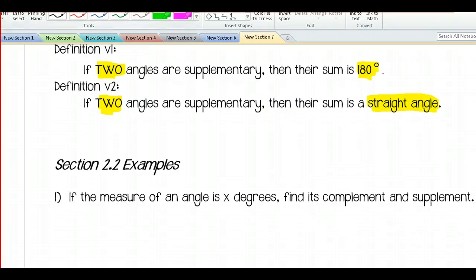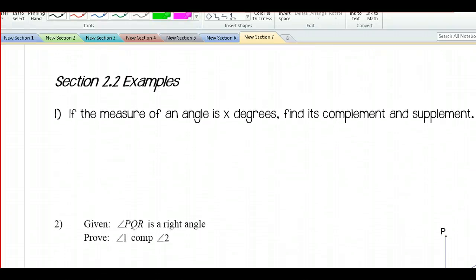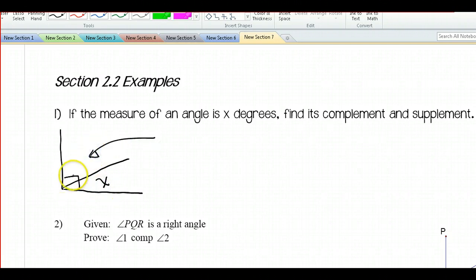So let's take a look at some examples here. The first one's pretty straightforward. If the measure of an angle is x degrees, we want to find its complement and its supplement. So I'm going to draw two pictures here. And again, it doesn't necessarily have to look like this because the angles could be separate. But if I have a picture like this, and I know that the measure of this angle is x, we want to find the measure of this angle. So the total angle is 90. We've already used x degrees of that, so the other angle would be 90 minus x. So we can see that x and 90 minus x are going to be complements.